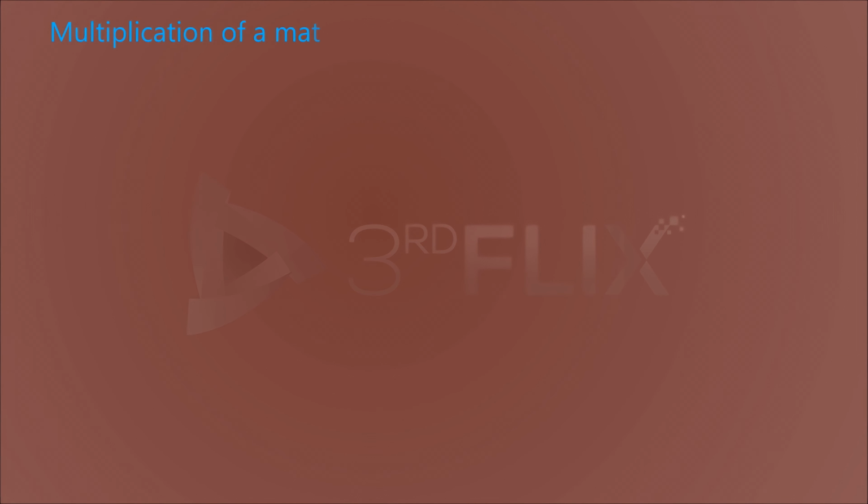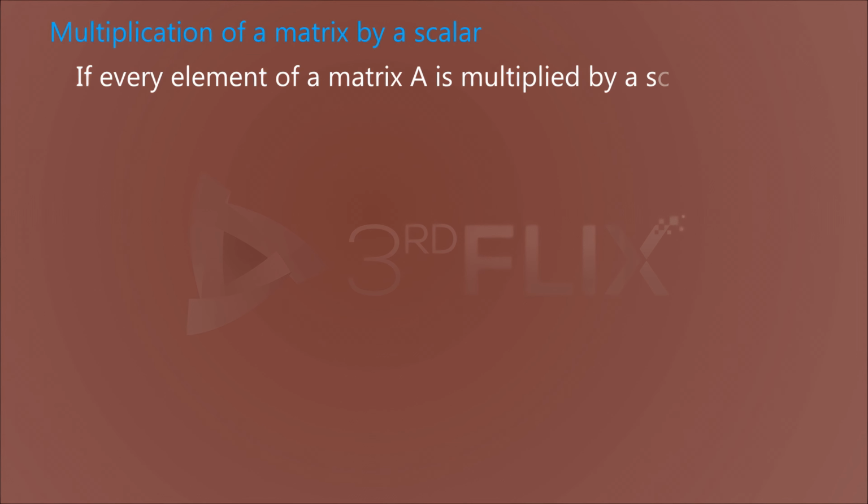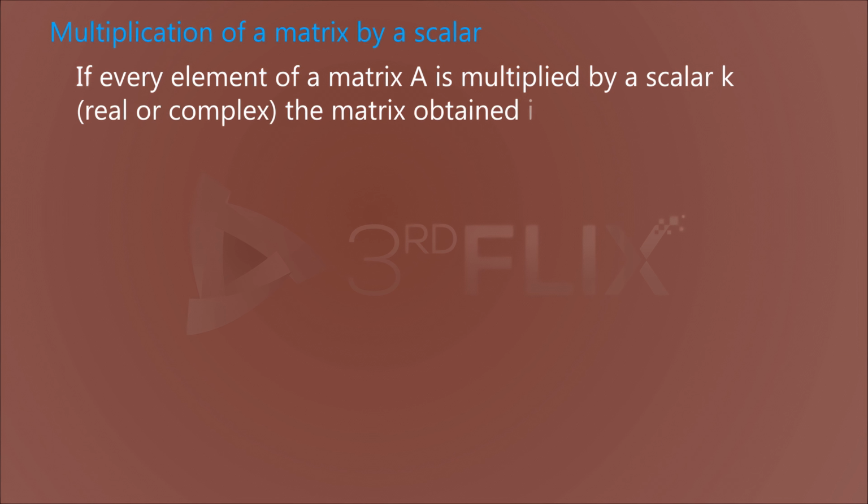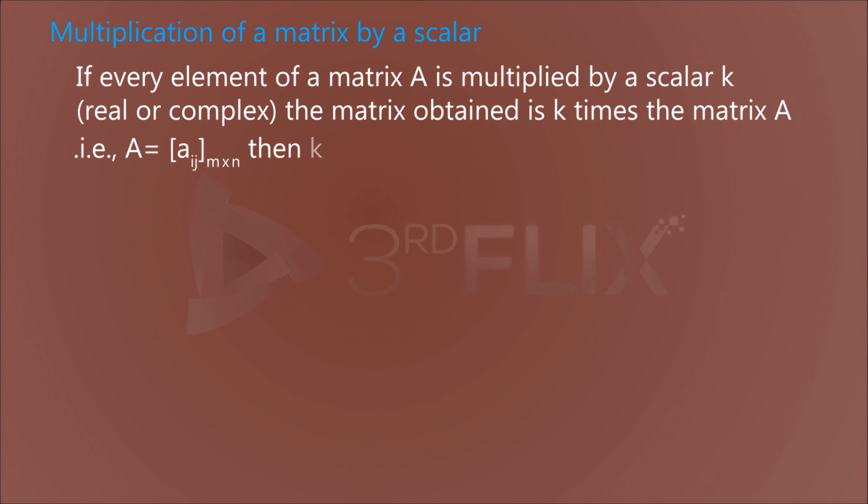Multiplication of a matrix by a scalar. If every element of a matrix A is multiplied by a scalar k, real or complex, the matrix obtained is k times the matrix A. That is, if A is equal to matrix aij of order m by n, then kA is equal to matrix kaij of order m by n.